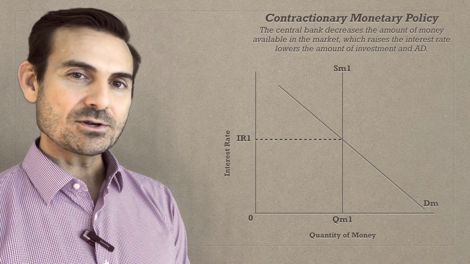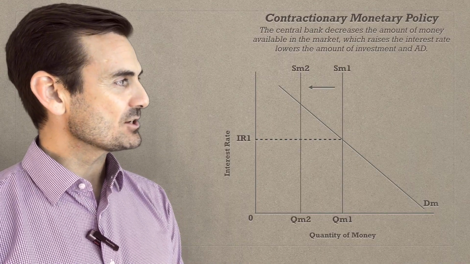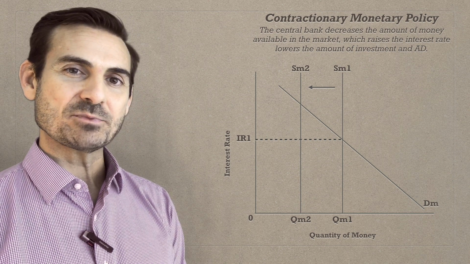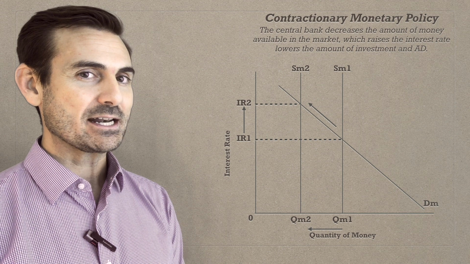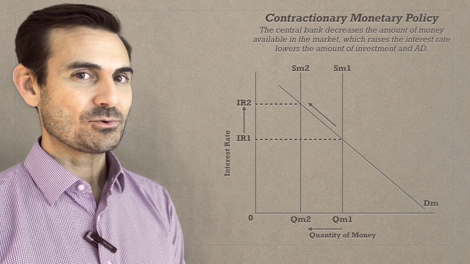Here's how it works. Notice that a left shift or decrease in the supply of money will cause a movement up the demand for money curve. This will also create a lower quantity of money in the market and a higher rate of interest.